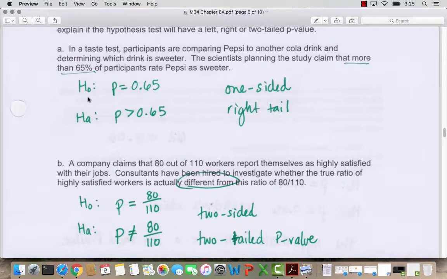So the null hypothesis is that the proportion equals 0.65, and the alternative hypothesis is that the proportion is greater than 0.65. So this would be one-sided, and it would have a right tail because we're on the greater than side of the graph.